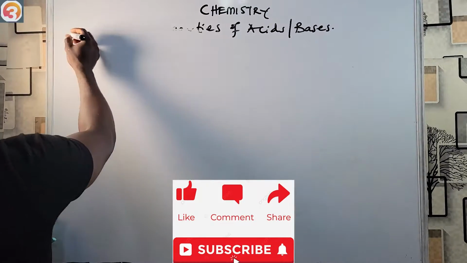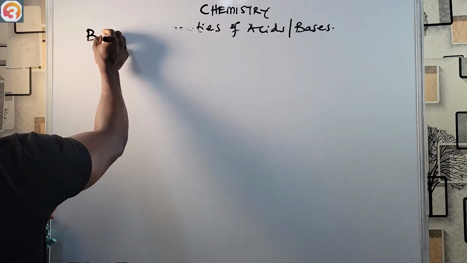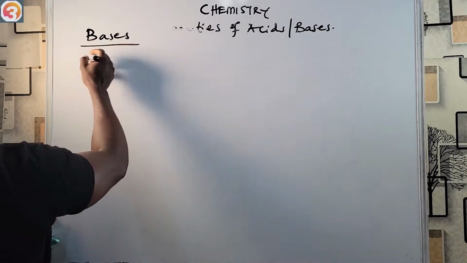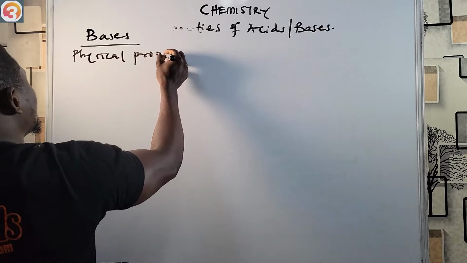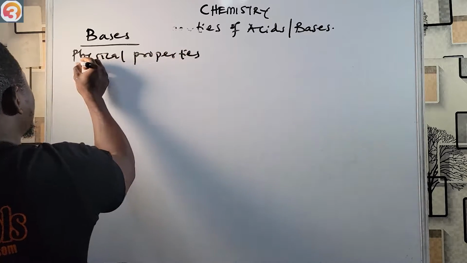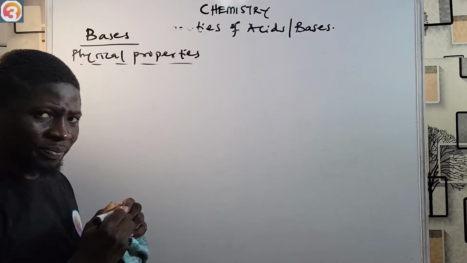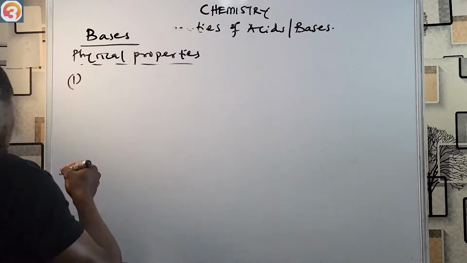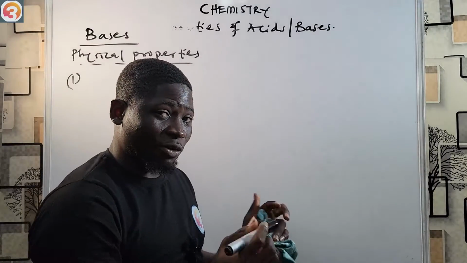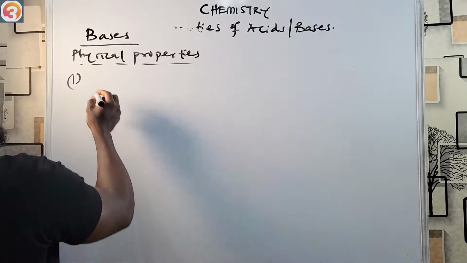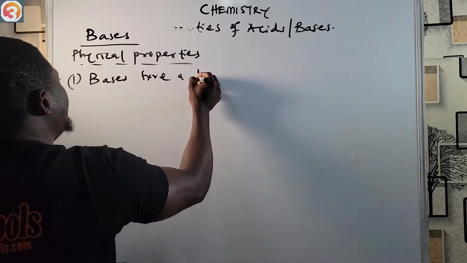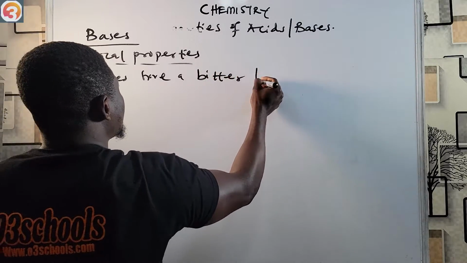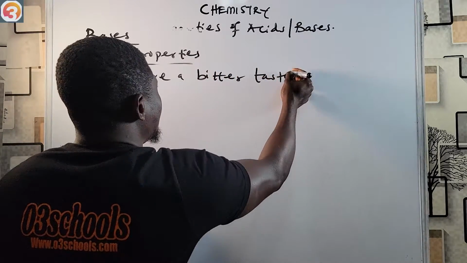Let's see bases now. Now let's see the physical properties of bases. Now, number 1, we said acids have a sour taste, like on ripe fruit, right? Bases, on the other hand, have a bitter taste.